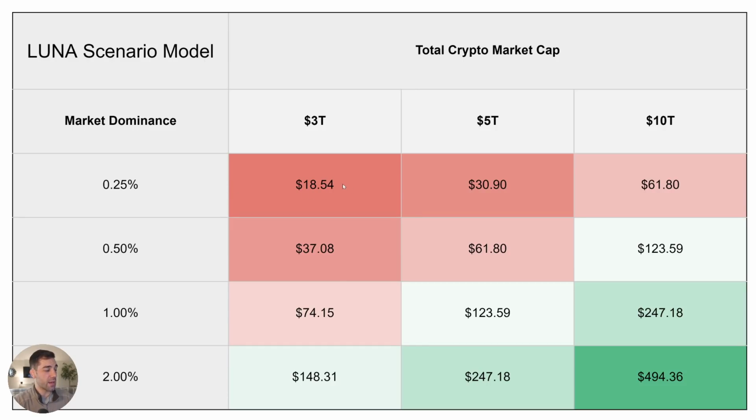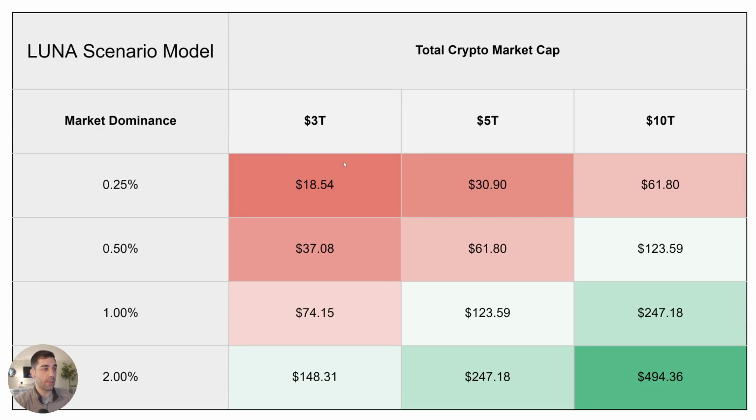And in that case, we kind of see the price stay relatively stagnant. Maybe in the short term we see it correct and then come back up towards $18, $19, $20. So that's our more conservative, more bearish scenario for Luna.